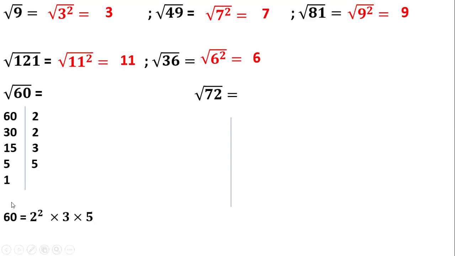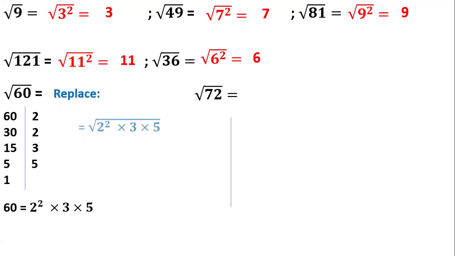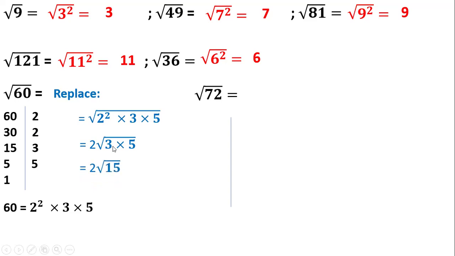Now, what are the prime factors of 60? I write 2 times 2, which is 2 squared, times 3 times 5. Now, these prime factors, I replace them inside the radical. So I will write radical 2 squared times 3 times 5. Which of these numbers comes outside the radical? Only 2 squared. Since 3 has no square on it, it stays inside the radical, and 5 stays inside the radical. 2 squared comes out as 2. So I will write 2 radical 3 times 5. And now I calculate what I have inside the radical. 3 times 5 is 15. So my answer is 2 radical 15.